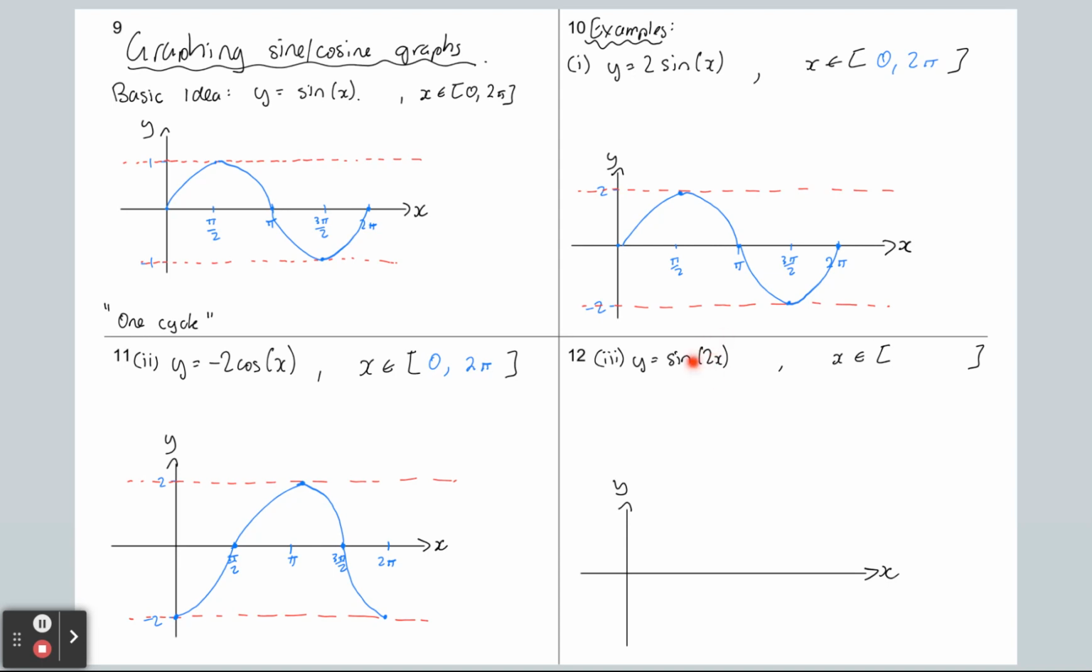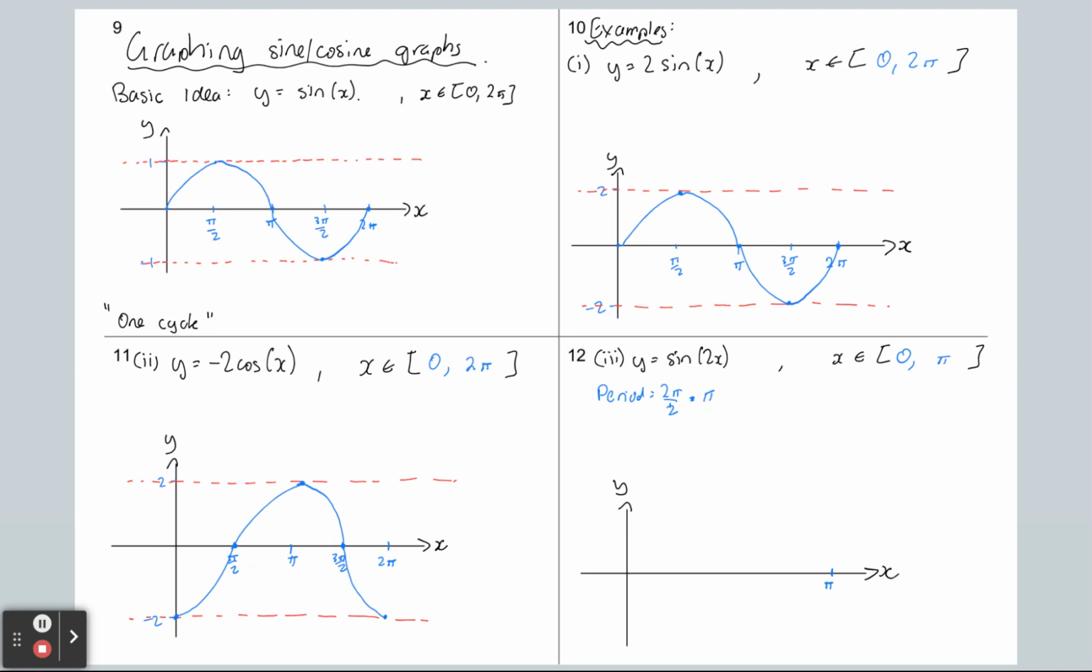Now, this requires us to think about a period change. So I am going to go period is equal to 2 pi, that's the usual period for sine, over 2, which equals pi. So we are only asked to do it for one cycle, and so I can go 0 to pi, and we're good to go. If it said you had to do it over 0 to 2 pi, then you would actually have 2 cycles, and so you would just repeat this for each length of pi. But it doesn't. I'm just going to do one cycle.